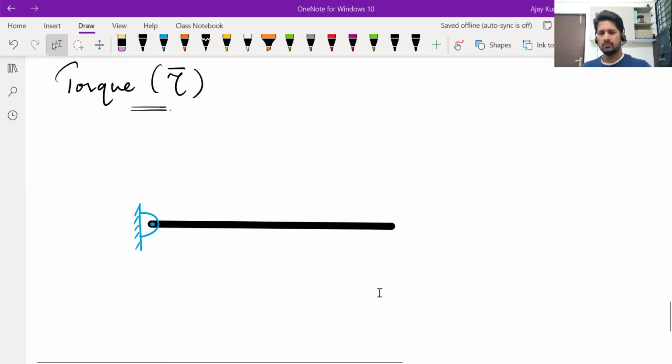What should you do? Pull it with a force. You should apply a force. Correct. Okay, so see, what you are trying to do is change the rotational state.